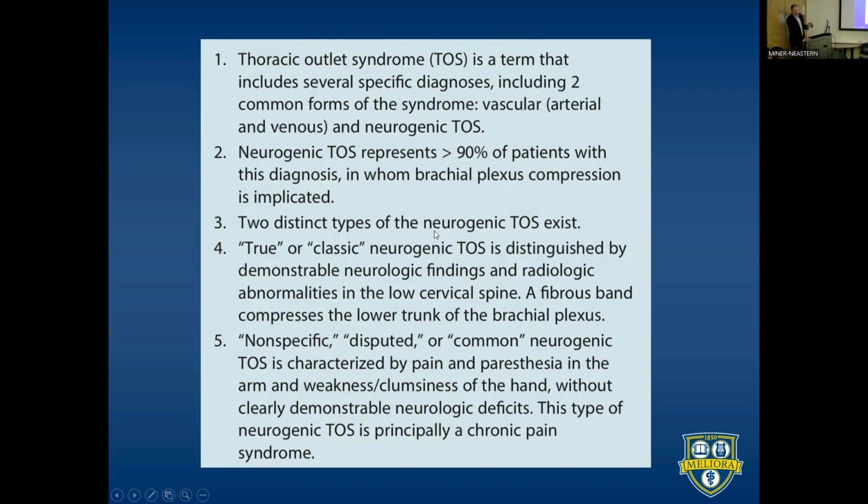The problem with neurogenic is that there are two forms of neurogenic. There's the true or classic, and that's what I'm talking about: EMG changes, weakness in the hand, numbness of the pinky finger. That's true or classic TOS. Then there's the non-specific, disputed, or common neurogenic TOS. That's the kind that Dr. Bates hates and doesn't know what to do with, and I don't either, because they don't really have objective findings. They have normal EMGs, normal vascular studies, but they have weakness or clumsiness of their hand and radiating pain down their arm.